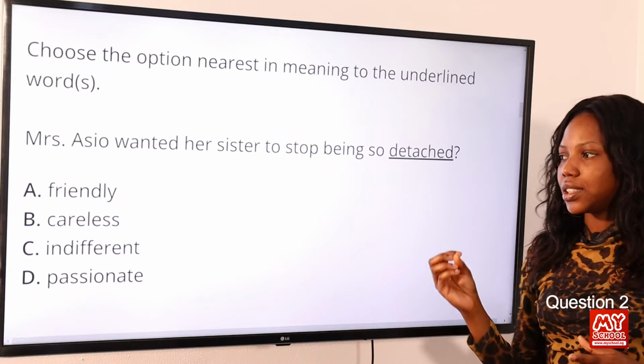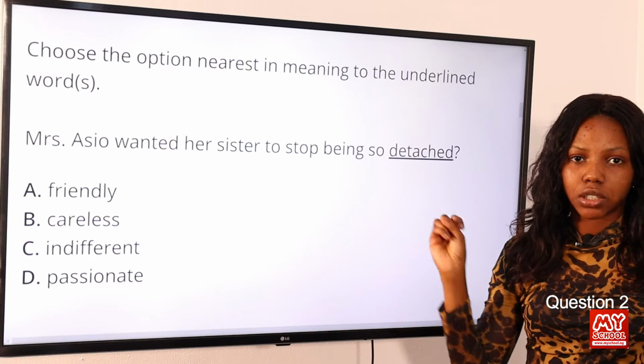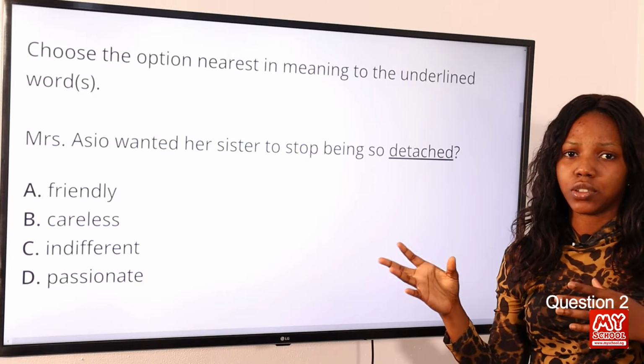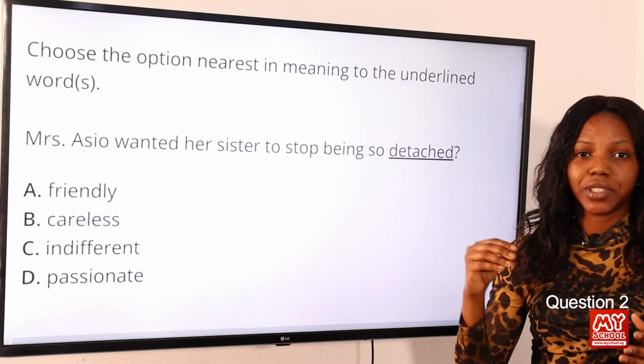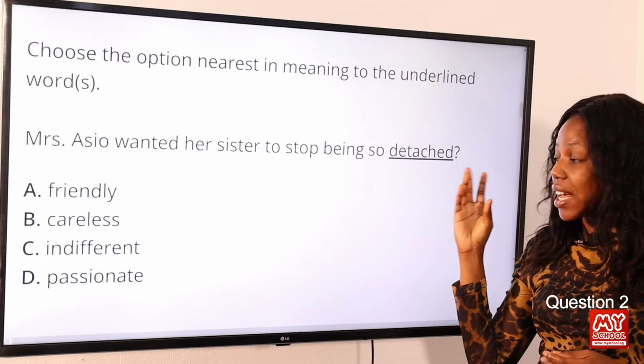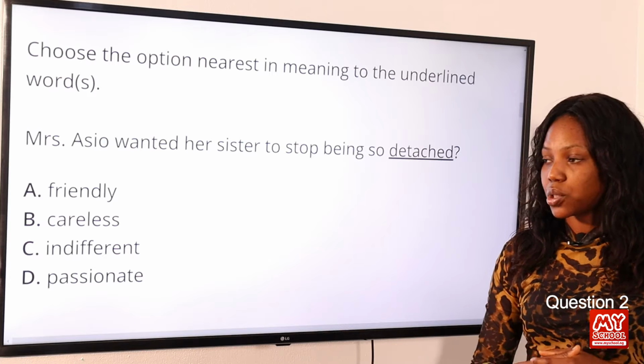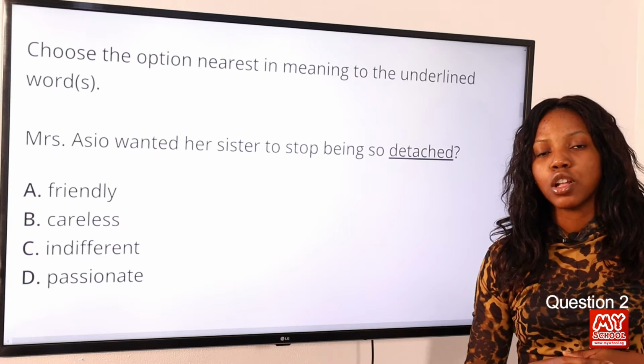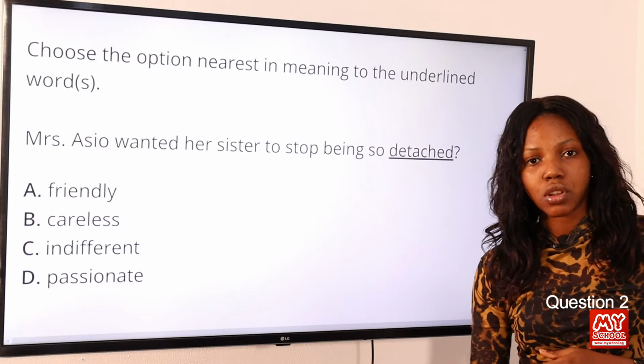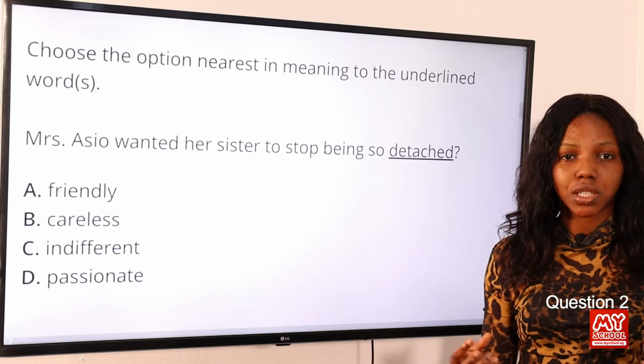So the word underlined here is detached, and it is a negative word, and so our answer should be a negative word since we are choosing the option nearest in meaning to the word underlined. The word underlined, detached, means to disconnect or disengage. The answer to this question is option C, indifferent. Indifferent means to not be concerned about something, to not show interest about something.